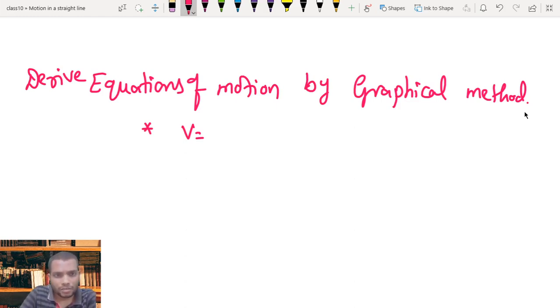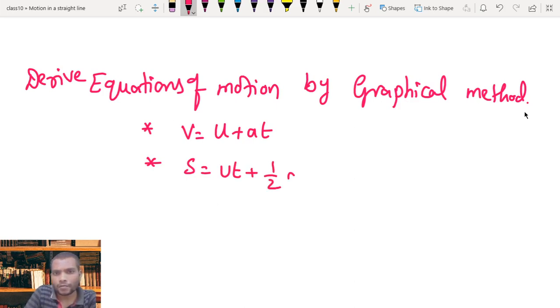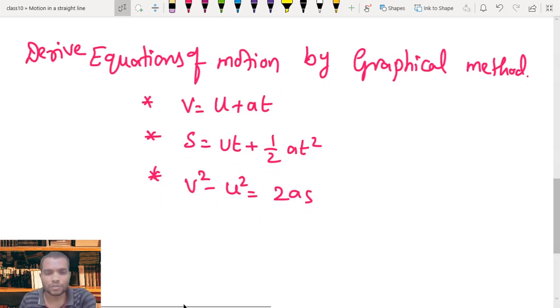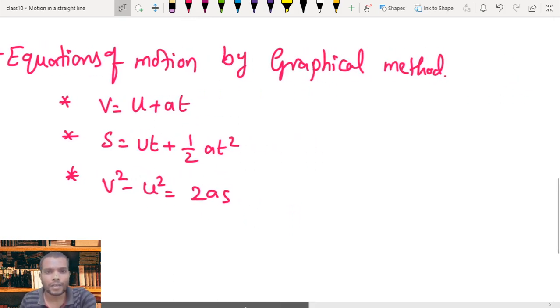So the first equation of motion is v equal to u plus at, the second equation of motion is s equal to ut plus half at square, and the third equation of motion is v square minus u square equal to 2as. These are the three equations of motion. Let us derive these three equations by graphical method.